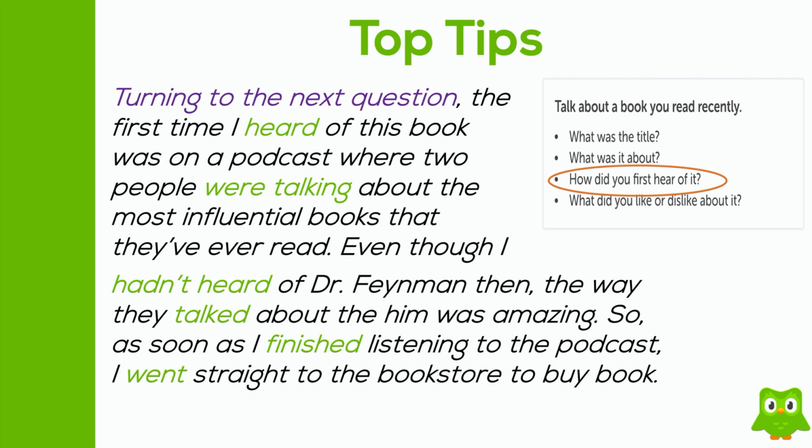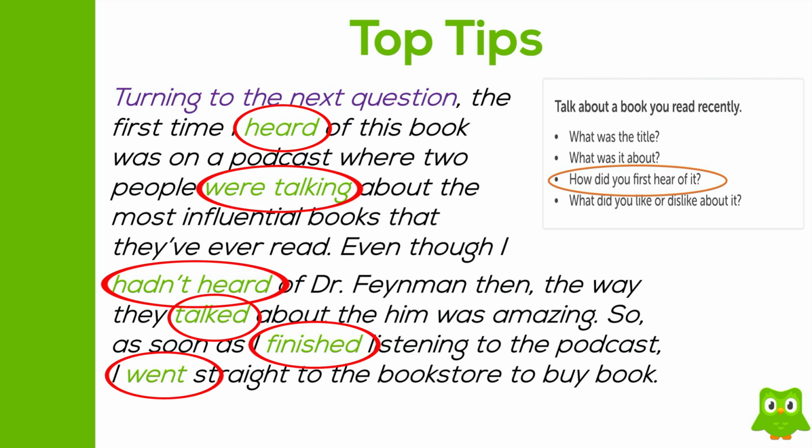But I started off by saying, turning to the next question. Remember, this was a transition word. This is a good way to move from one question to the next one. And then throughout my answer, I used the different past tenses. Heard is a simple past tense. Were talking about is the past continuous. Hadn't heard was the past perfect. And talked, finished, and went are the past simple. Definitely practice using all the different past tenses in a story like this because it'll help you get a higher score in grammatical accuracy and complexity.